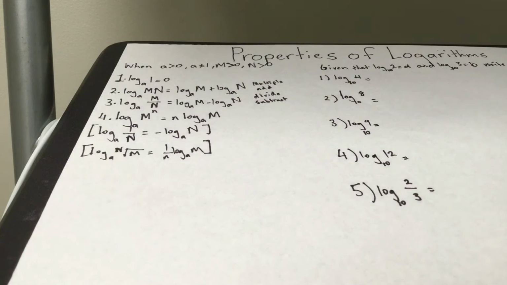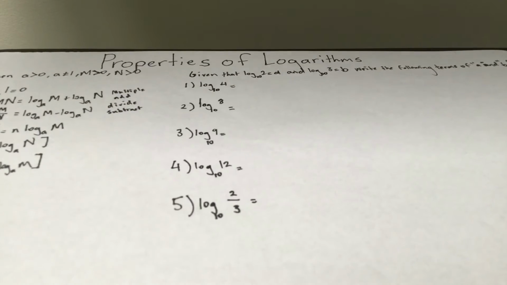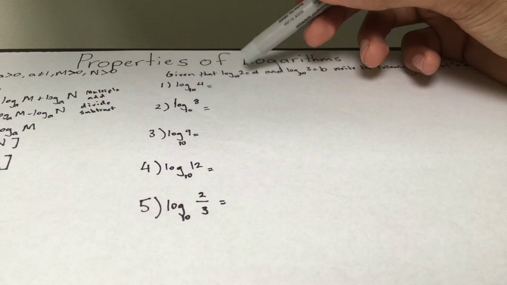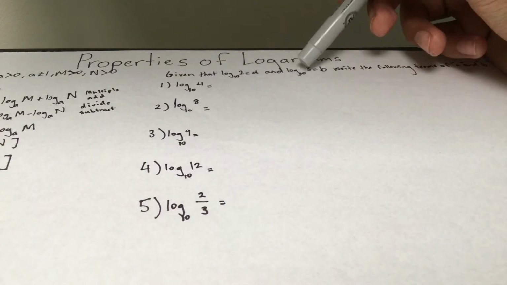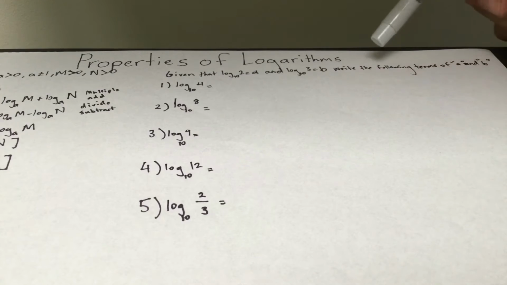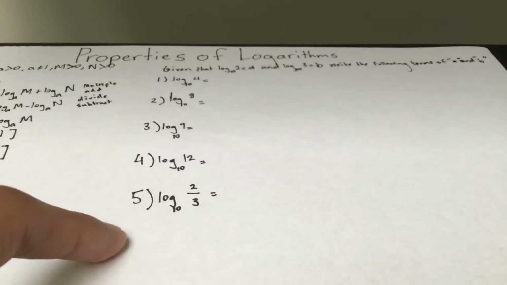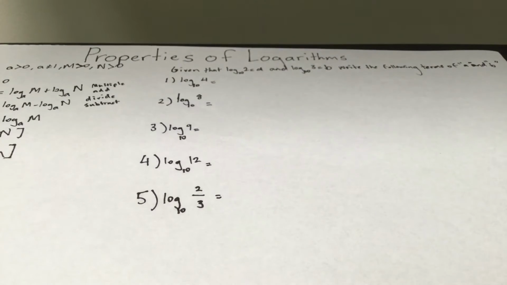Now that we know the rules, let's get into some examples. Moving on to this side. Given that log 10 2 is equal to a, and log 10 3 is equal to b, write the following in terms of a and b. Let's do this.